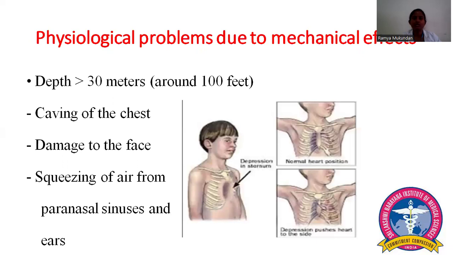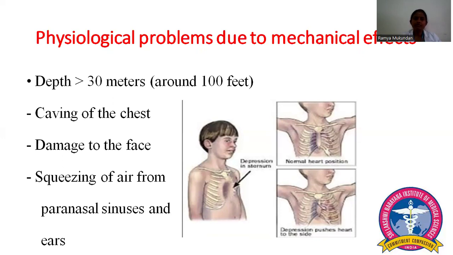We'll be dealing with those changes due to the change in partial pressure of gases inside the body. First, we'll deal with the physiological changes which occur as a result of mechanical trauma. For example, when a person descends to a depth of about 30 meters, which is about 100 feet, because every 10 meters accounts for 33 feet, which we have already seen in the previous slide.